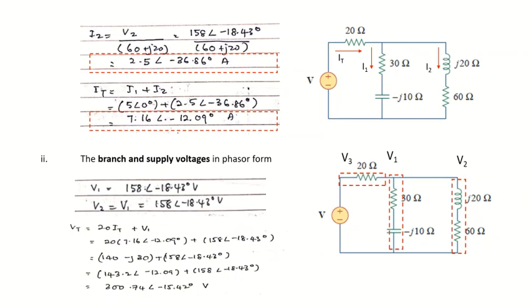So 20 times 7.16 with minus 12.09 degree angle will give you 143.2 with minus 12.09 degree angle. So this V3 plus your V1, which is 158 with minus 18.43 degree, will give you the V total at 300.74 with minus 15.43 degree volt.